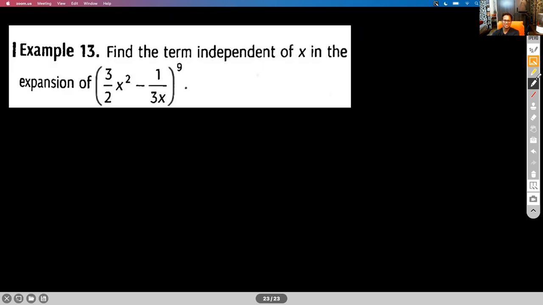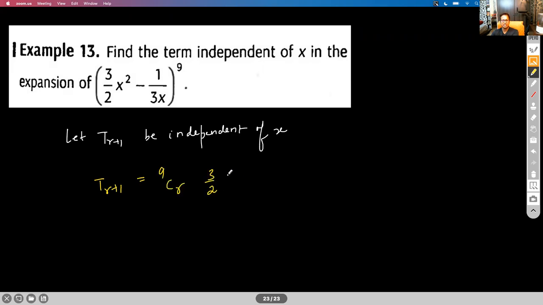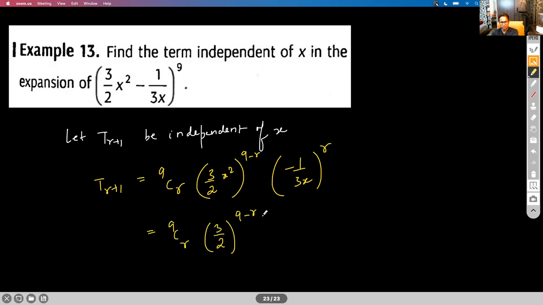Okay, should we discuss it? So just like the previous question, we'll say let the R plus one term be independent of X. In the same way that we used in the previous problem, we will write down the R plus one term. In this case, it will be 9CR, 3 by 2 X squared to the power of 9 minus R, minus 1 by 3 X to the power of R. Let's consolidate all the constants together. That is the first thing I'll do. And then we'll consolidate all the powers of X. If I'm not mistaken, these will be all powers of X. Correct me if I'm wrong.